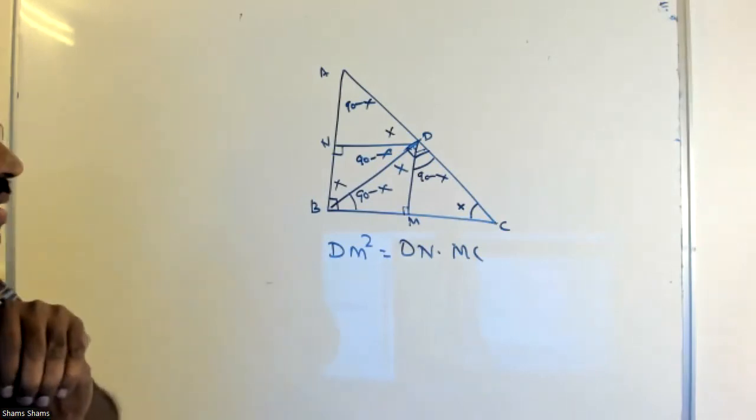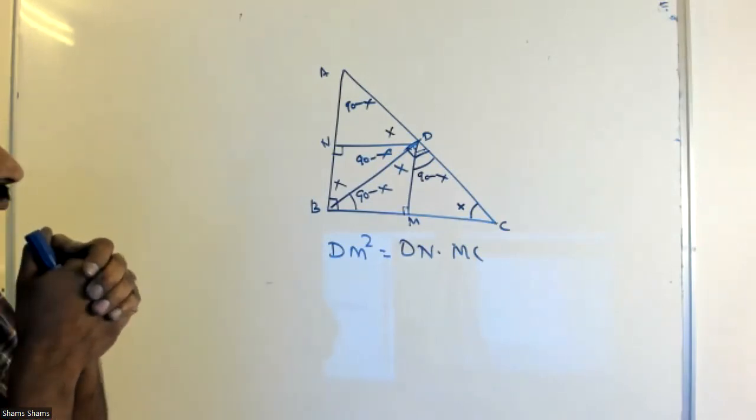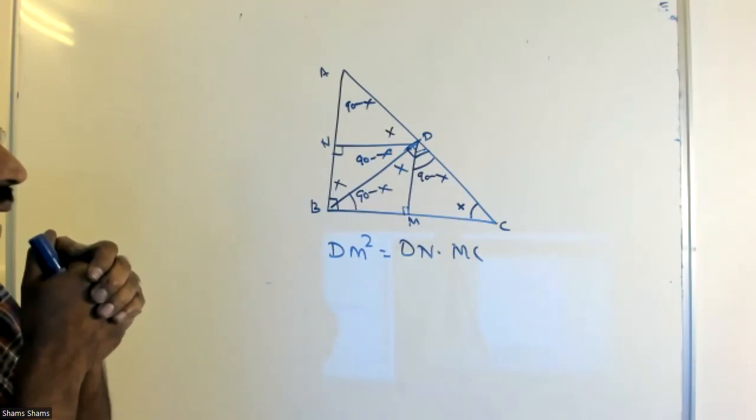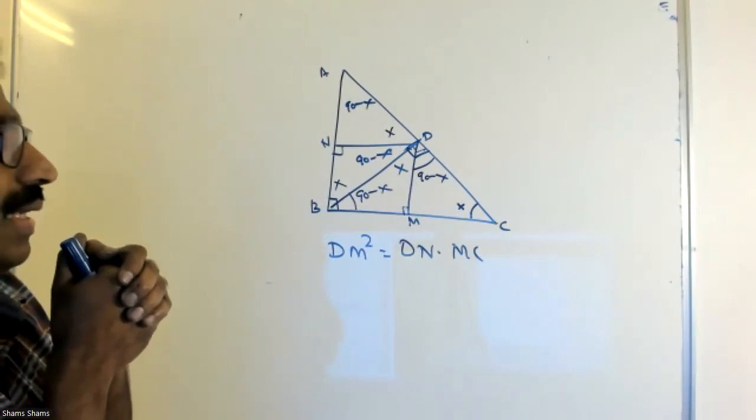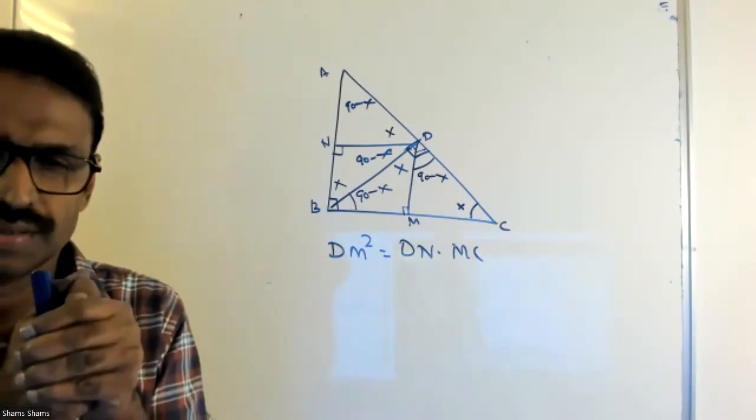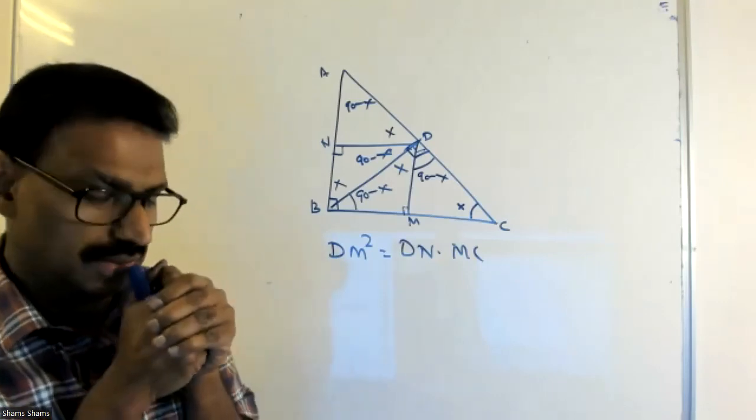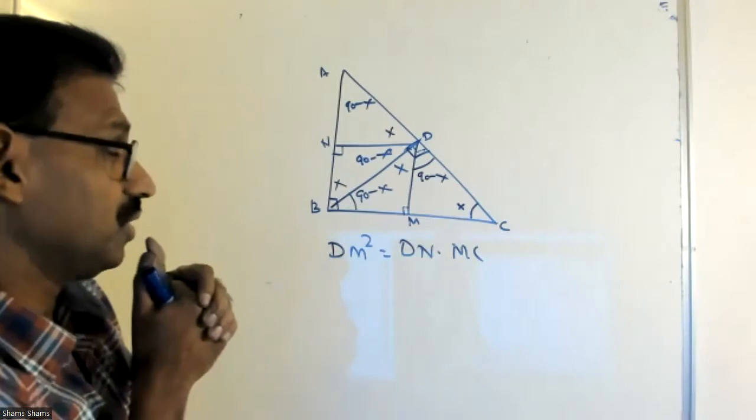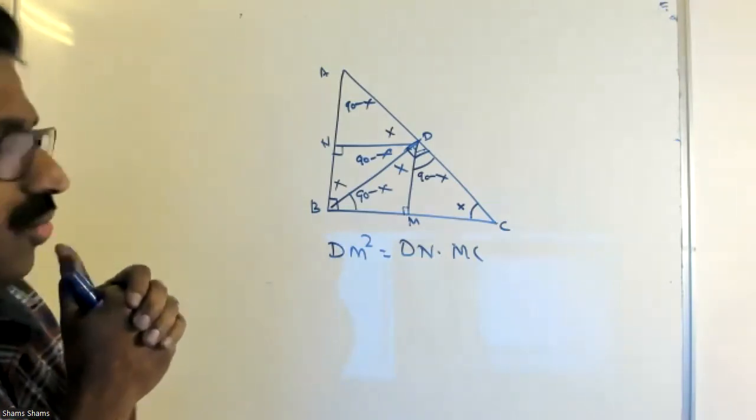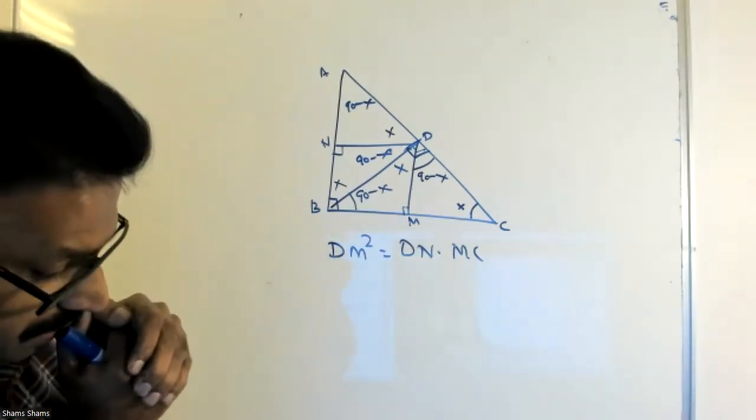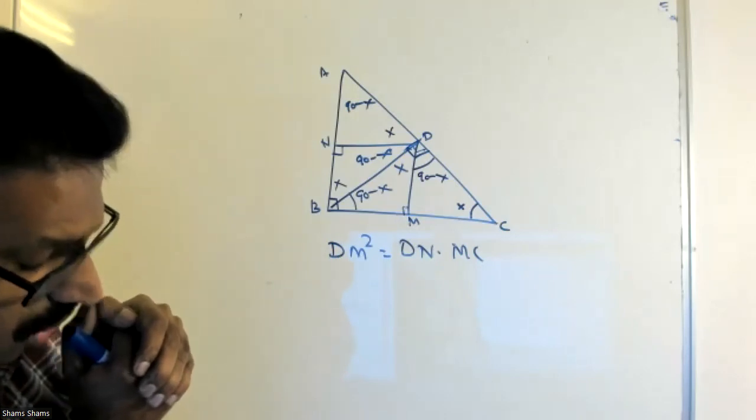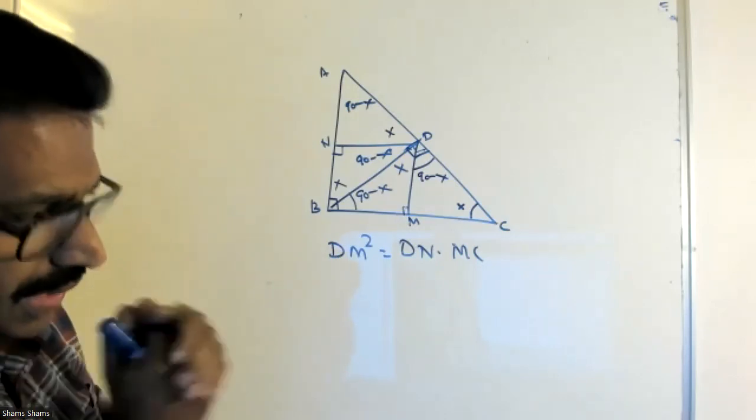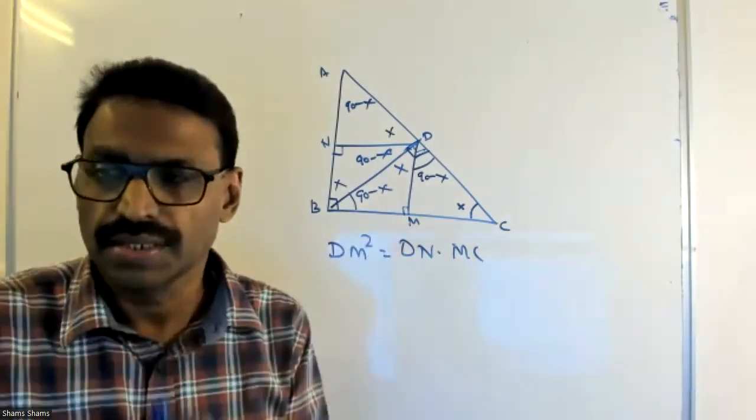BMDN is what actually? That quadrilateral is what? Square. How do you know it is a square? Are you sure? All sides are 90, all angles are 90. Rectangle. Correct? It's a rectangle.